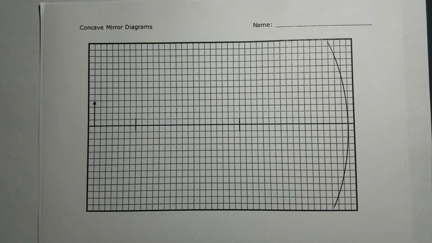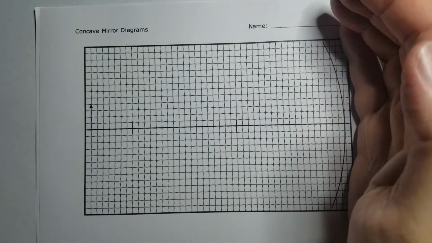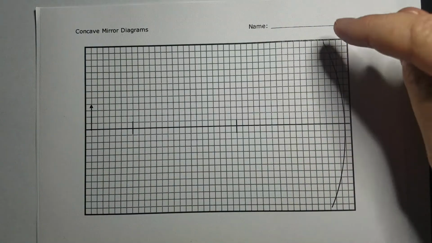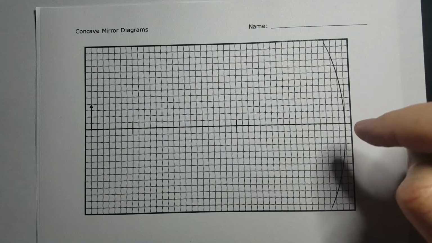We are going to work on ray tracing or geometric optics, either way you want to call it. But today we're going to start off with a concave mirror. A concave mirror is caved in the center. It's pushed in the middle. In this case, we're talking about spherical concave mirrors, which would make a big old circle, a sphere, if it went all the way around.